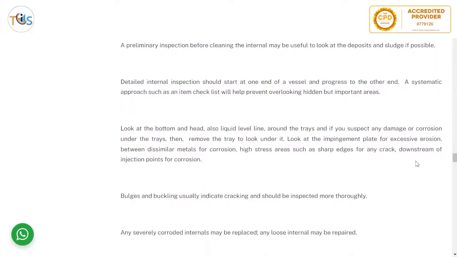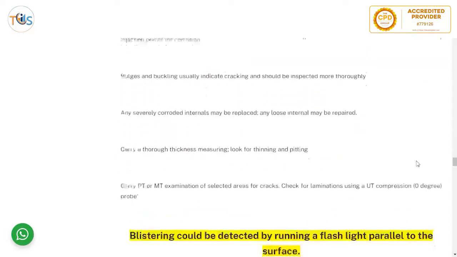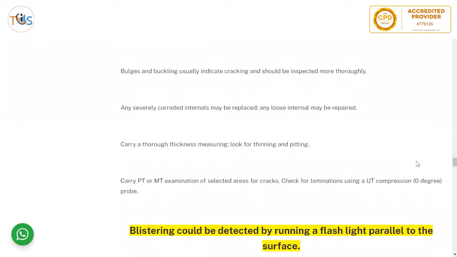Look at the bottom and head, also the liquid level line around the trays. And if you suspect any damage or corrosion under the trays, then remove the tray to look under it. Look at the impingement place for excessive erosion, between dissimilar metals for corrosion, high stress areas such as sharp edges or for any crack, and downstream of injection points for corrosion. Bulges and buckling usually indicate cracking and should be inspected more thoroughly. Any severely corroded internals may be replaced. Any loose internals may be repaired.